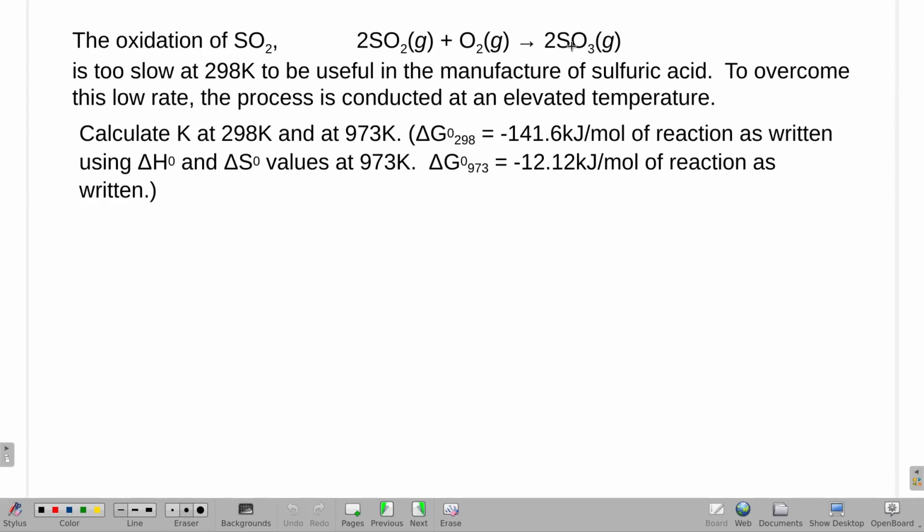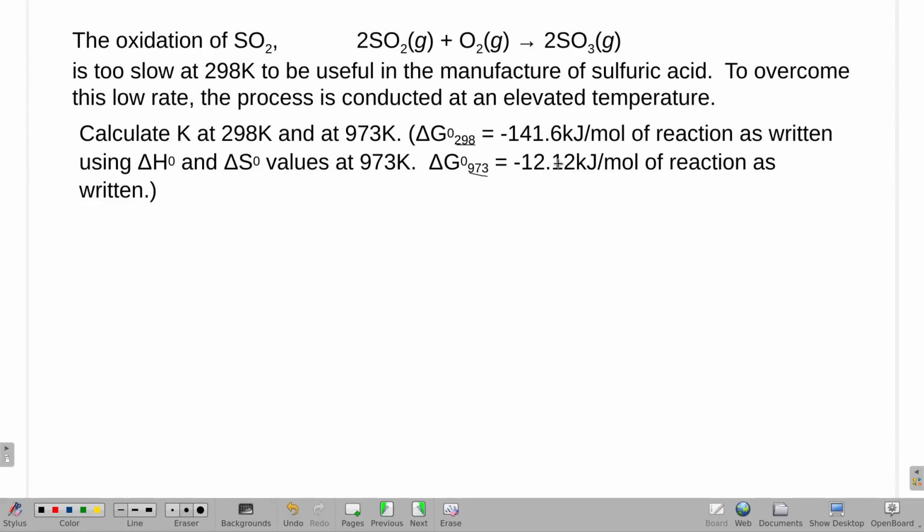Let's think about that equation we had before, the SO2 and O2 goes to SO3. Now I said back when we first introduced this that we really do this reaction at a really high temperature. And yet, when we look at the two different temperatures where we might study this, 298 and 973, we see that 973 is just barely spontaneous, a negative 12.12. But it's still spontaneous. But this number here is far, far, far larger.